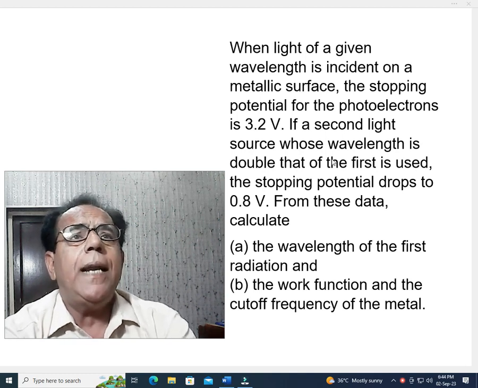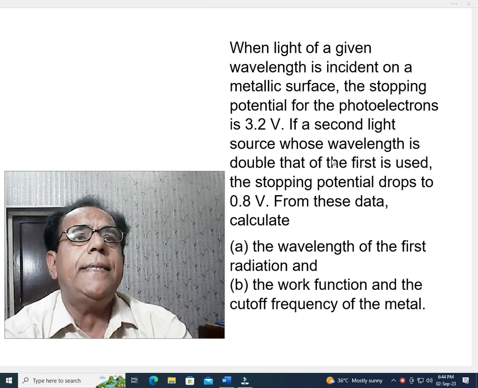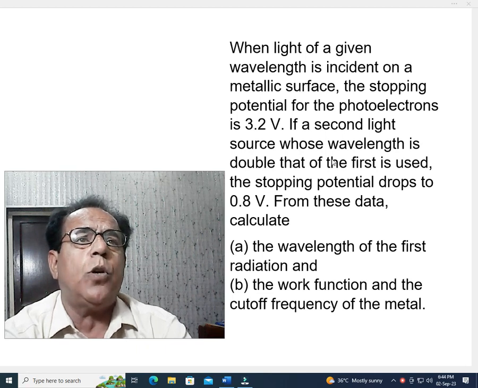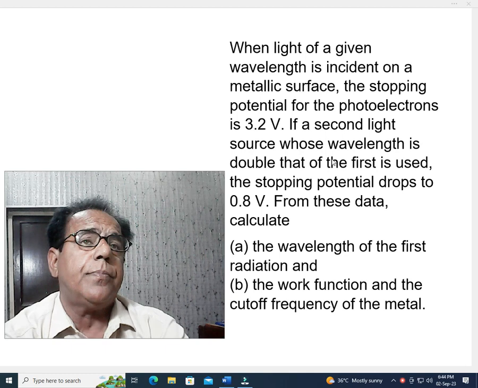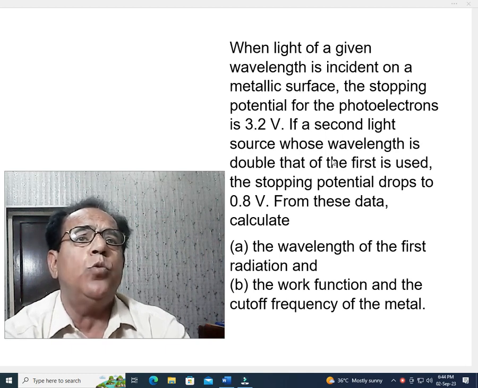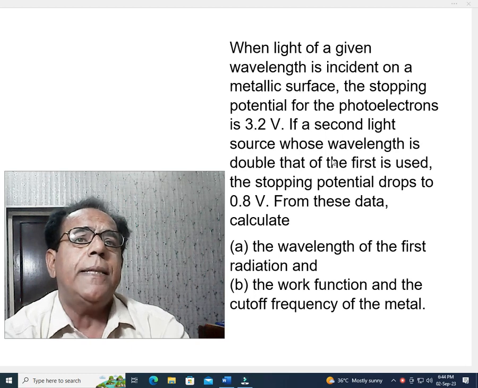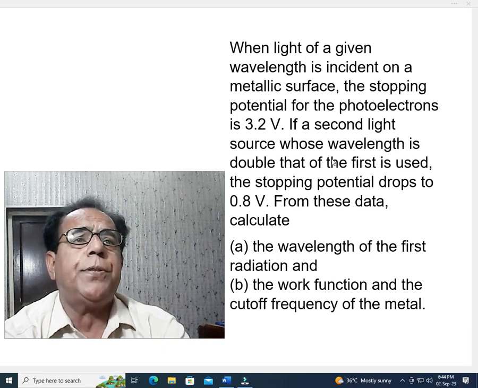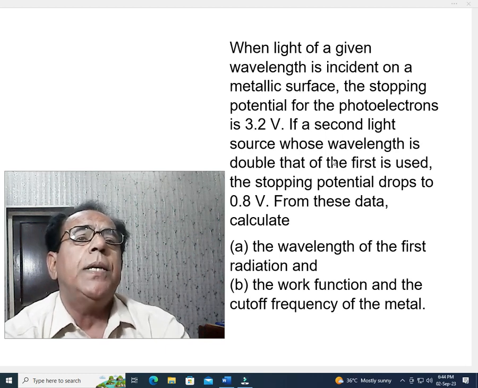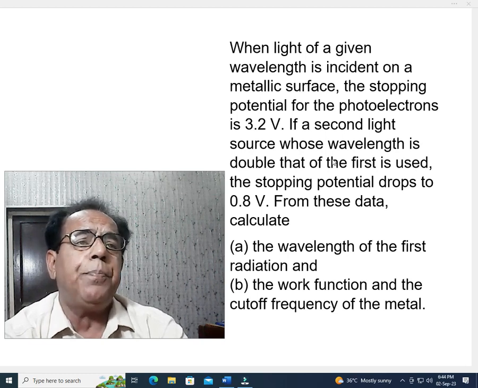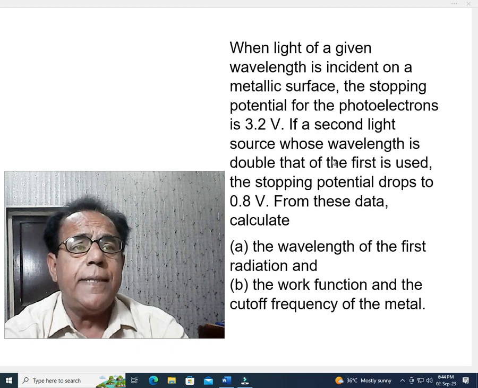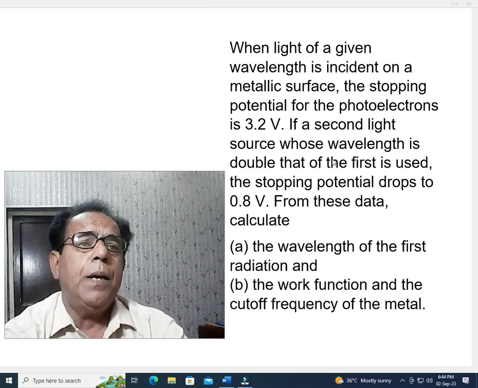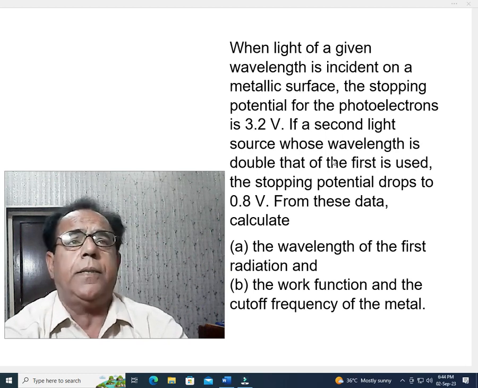When light of a given wavelength is incident on a metallic surface, the stopping potential for the photoelectrons is 3.2 volt. If a second light source whose wavelength is double that of the first is used, the stopping potential drops to 0.8 volt. From these data, calculate part A, the wavelength of the first radiation, part B, the work function and the cutoff frequency of the metal.